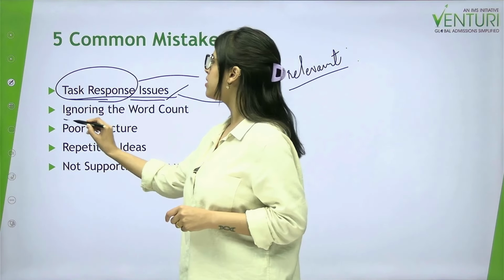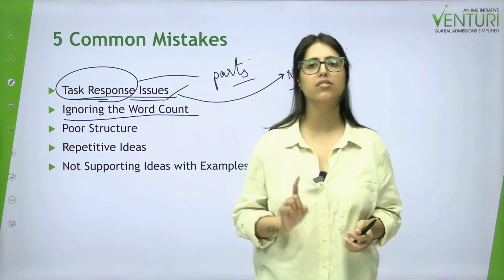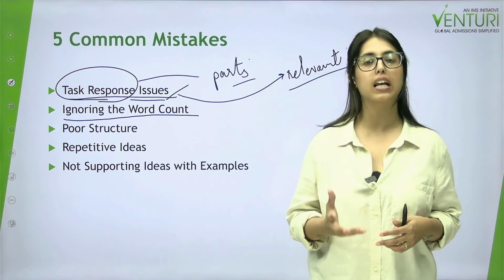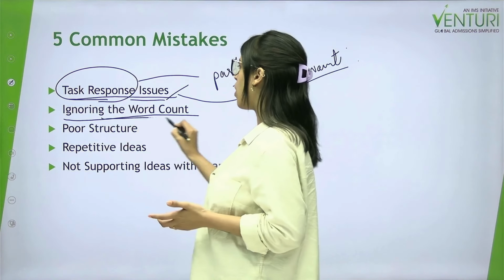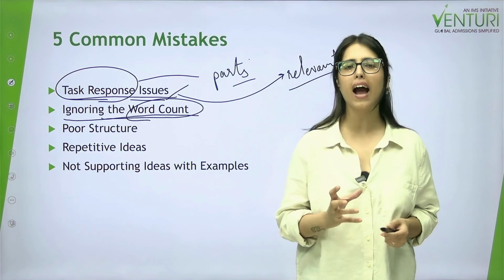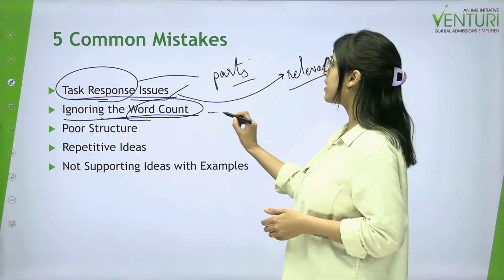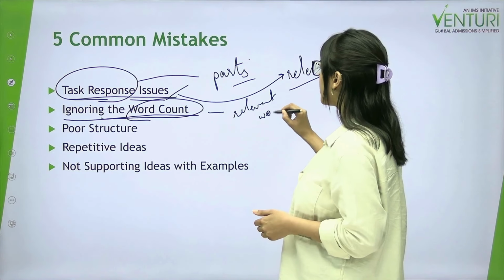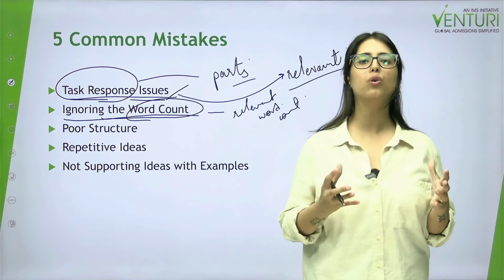The second one is ignoring the word count. So see, you have two tasks. Task 1 is supposed to be delivered in 150 words, and the second one is supposed to be delivered in 250 words. So if you try to ignore this word count, and if you write more or less, both are going to detract from your IELTS score. So we need to see that we are being relevant here as well with the word count, okay? So try not to write too much and also not too little, okay?